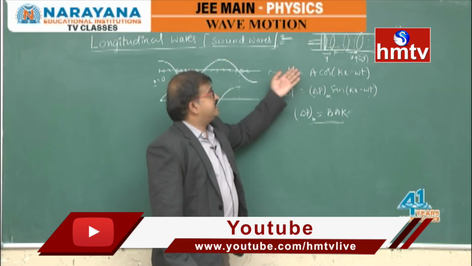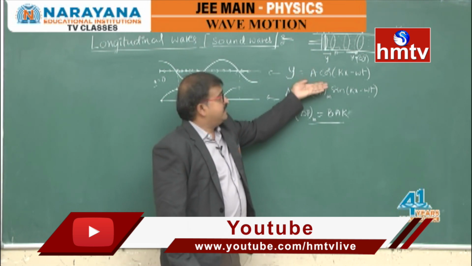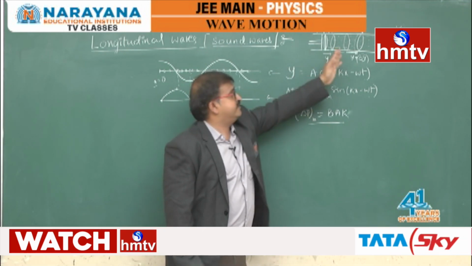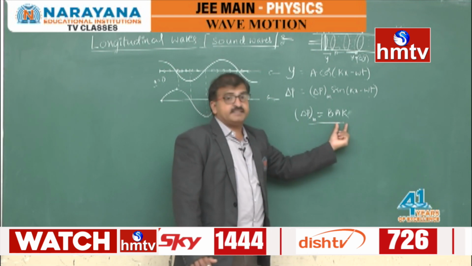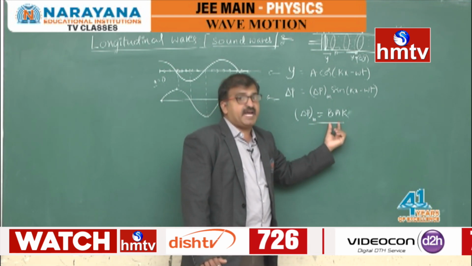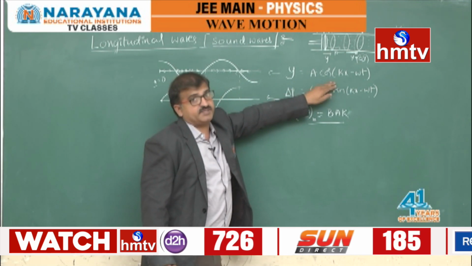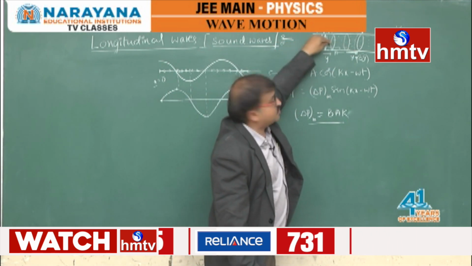So here the displacement wave equation of this longitudinal wave is taken like this, and the corresponding pressure variation in that medium is taken like this, provided this delta P maximum value is BAk, that is what you call the pressure amplitude. Now coming to this point, y equals A cos(kx minus omega t), to this part of it, this end is free to vibrate.